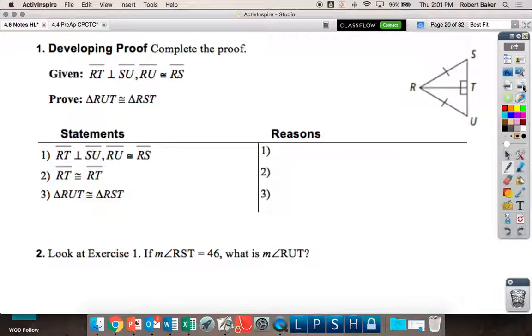It says RT is perpendicular to SU and RU is congruent to RS. Why is statement number 1 true? Given. Then, how do I know that RT is the same as RT? The reflexive property.